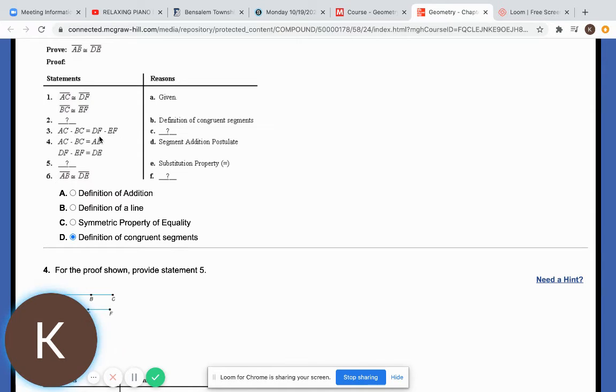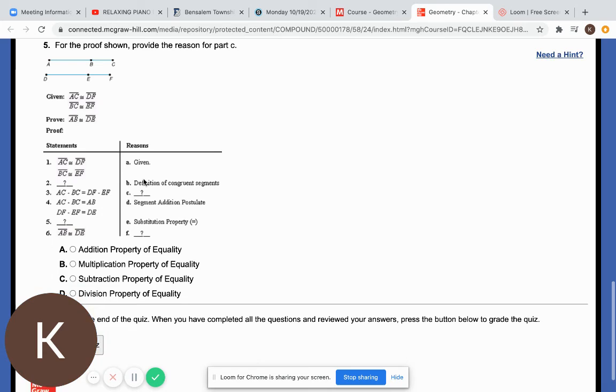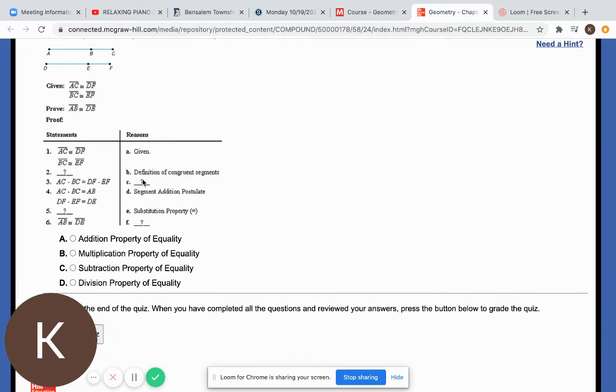Okay, so as you can see here, what we've done is we've done AC minus BC equals DF minus EF. So what we'll do here is we'll go down all the way to C when it asks us for C. All right, and that is actually going to be, as you can see, we are subtracting. So it's going to be the subtraction property of equality. Okay, by subtracting, since we know BC is equal to EF, if we subtract BC from one side, EF from another, we've got the same thing, right? Okay.